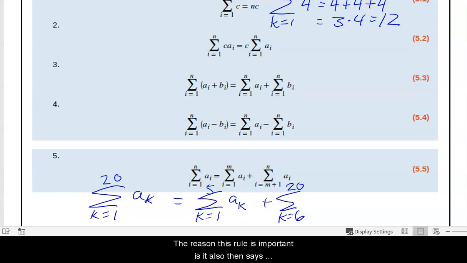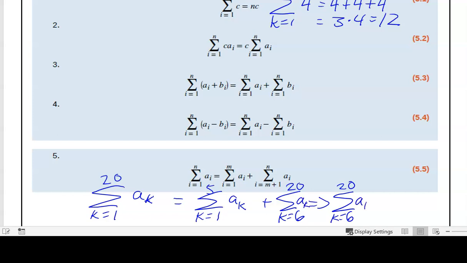The reason this rule is important is it also then says that I can find the sum from k equals 6 to 20 of a sub k by subtracting the sum from 1 to 5 from the sum from 1 to 20. This is one of the ways that we can use the rules to make sure that we're always starting at the value of 1. There is another way to do this.